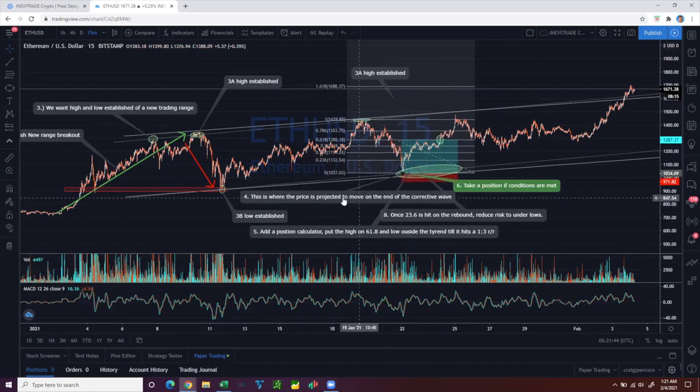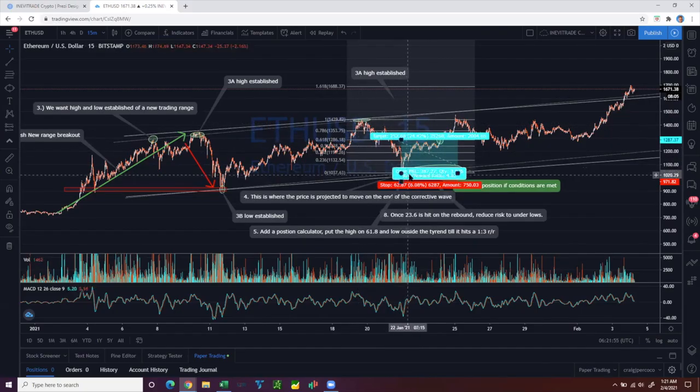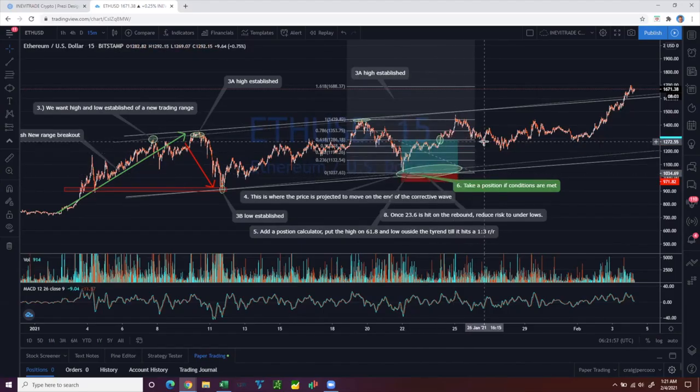Now, I know there's a lot of steps here, but just bear with me. This is the price projection to move on the trend in the corrective wave. So we can watch this come down here, and we know that this is going to touch at some point off of the low of this trend, and that's where the likelihood of us getting a reversal and a continuation up higher is the most probable. So that's where we're going to want to look to take a long position.